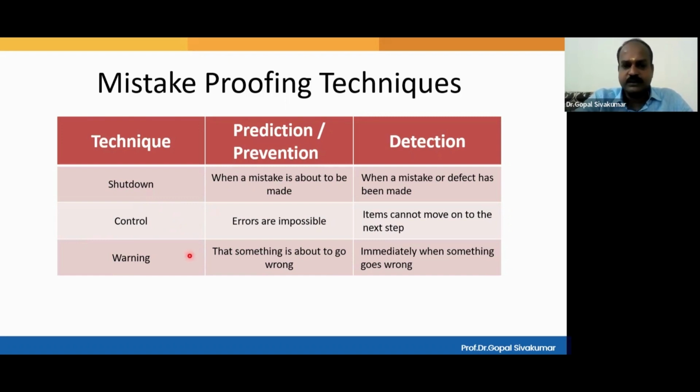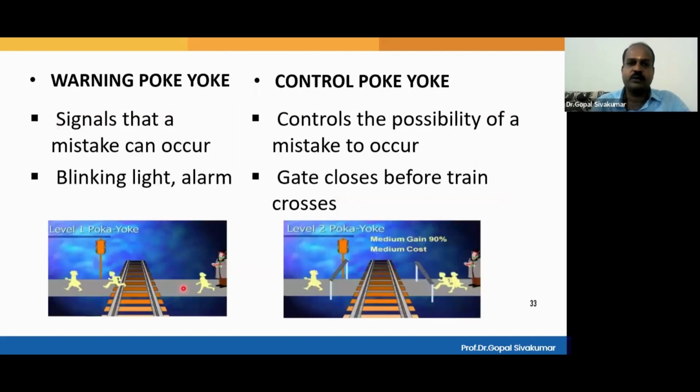The third category is called warning poke, okay. If something wrong is going to happen, then there will be some kind of warning like a light or a buzzer, but still you will be able to move on to the next stage. For example, if I don't put the seat belt on, the car will keep on giving me a buzzer sound, but still I can start the engine and move the car. So it all depends on the level of control you have in preventing the failure. So there are three types of poke: shutdown poke, control poke, and warning poke, right?